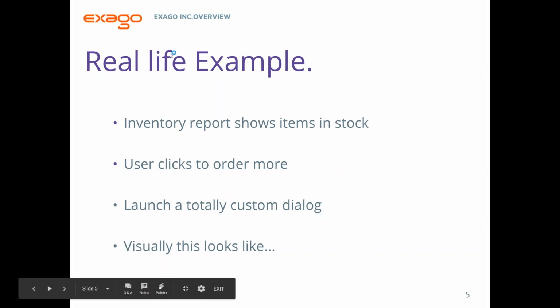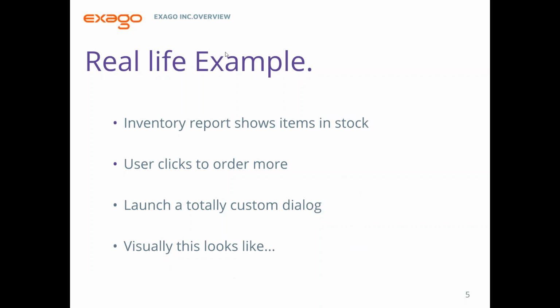So let's look at a real life example. And I believe now everyone can see my screen, it should be moving along with me there. The real life example we're going to look at is a simple report that shows inventory of items in stock. What we want is for a user to click on a particular item or product and launch a dialog that lets them order more.